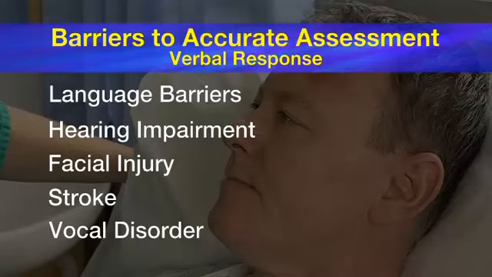If it is impossible to test a verbal response in a patient who is intubated in, for example, an intensive care setting, and has no other means of communication, then you should score the verbal response as V with a subscript T.